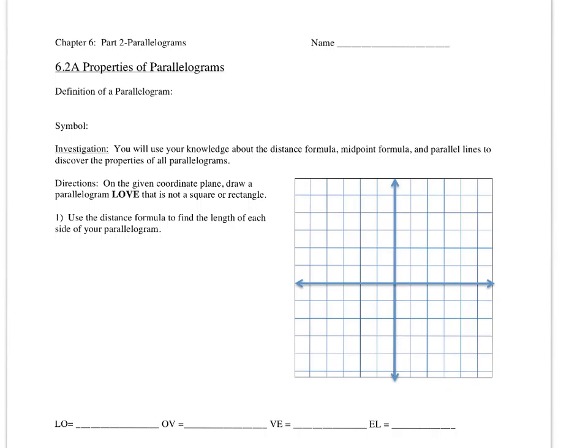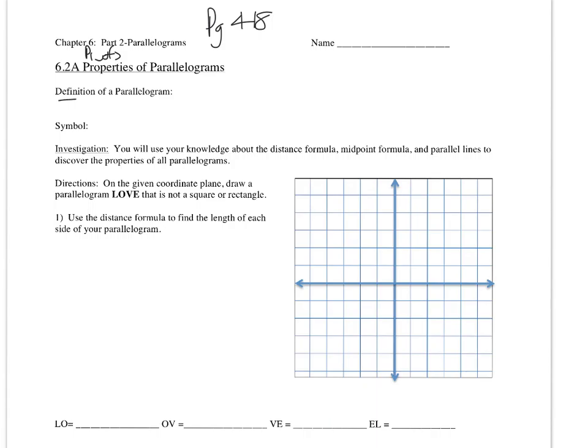Okay, we're doing 6.2a, which is on page 418. And you're going to need that open to copy a couple things down. So I'm calling it Properties of Parallelograms. Your book calls it Proofs of Parallelograms. We're going to be doing both. We're going to be learning the properties and we're going to be doing proofs of the properties.